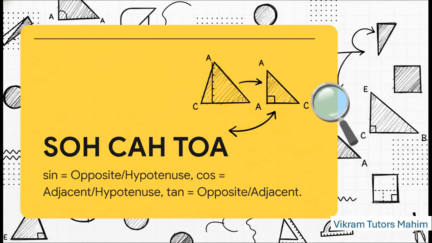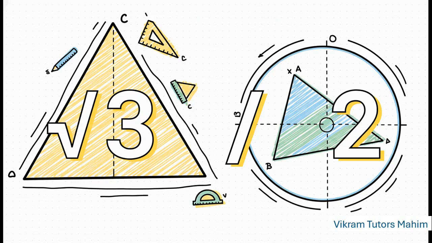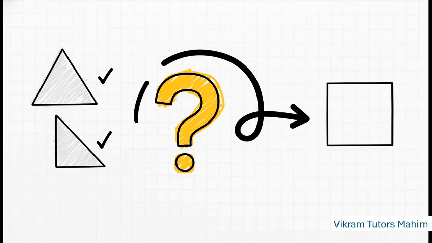You remember SOHCAHTOA, right? It's just a relationship between these different sides. So for that 60-degree angle, what's the ratio of the opposite side to the hypotenuse? Turns out, it's the square root of 3 over 2. A precise value, no calculator needed. Okay, so that covers 60 degrees.